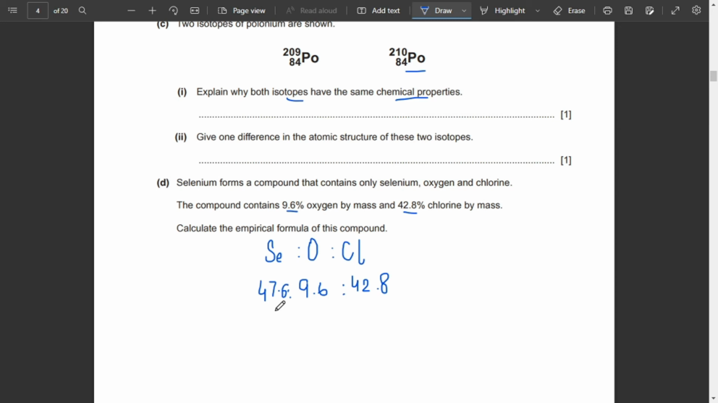Now, once we are done with this, we're going to check the periodic table and you will get to know about the masses of it. Since I already remember the mass, let's just continue. So for oxygen, we have 9.6, just divided by 16. Chlorine will be divided by 35.5. You can check it out in the periodic table. And selenium is then 79. So that's all that you had to do.